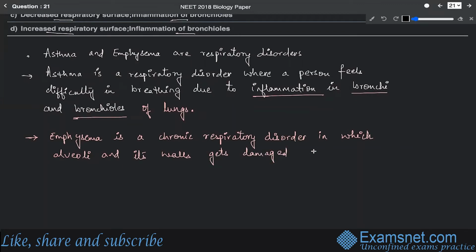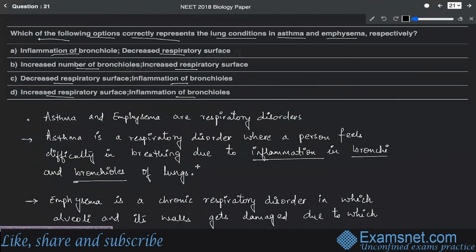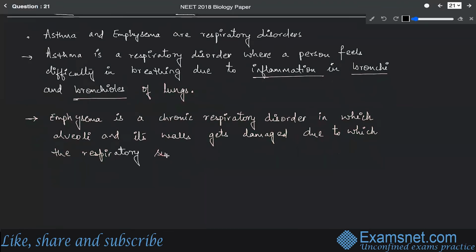and when they are damaged, definitely, since they are the main site for gaseous exchange, this will ultimately result in reducing the respiratory surface area. So they get damaged, due to which the respiratory surface gets decreased. So the respiratory surface is going to get decreased. All right, so this is the case.